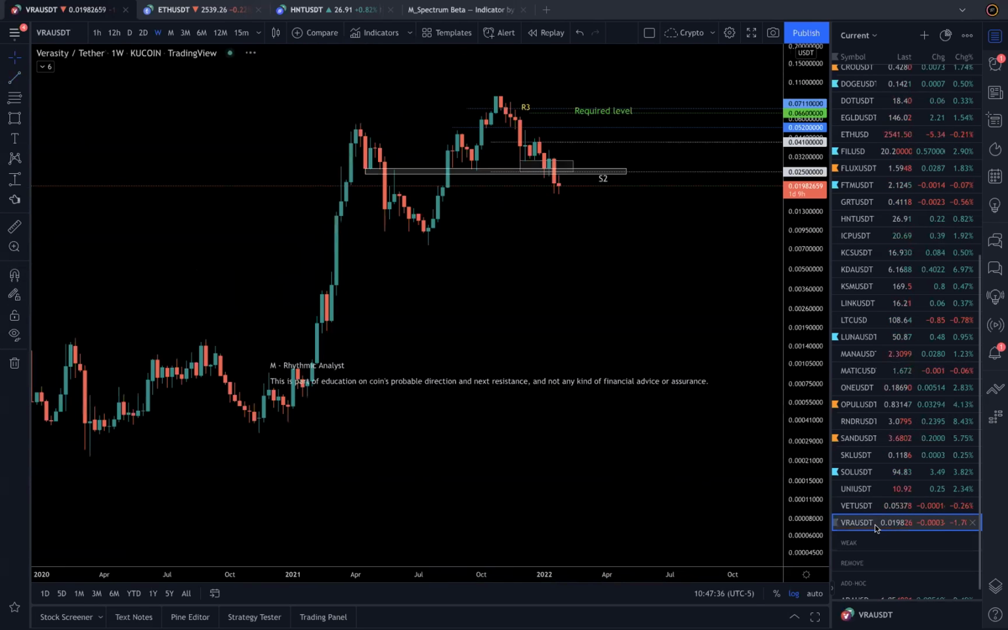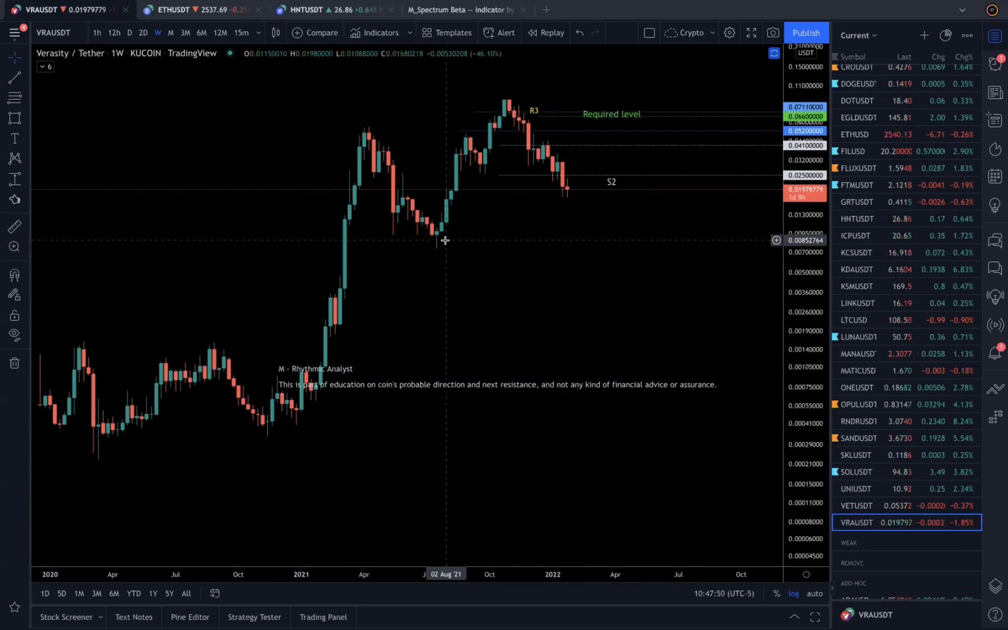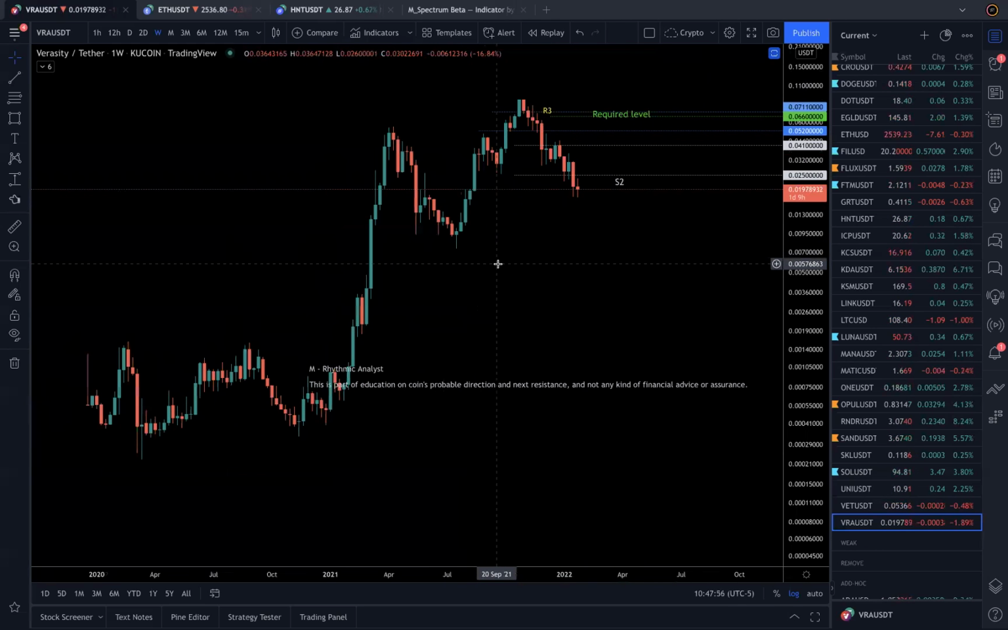And lastly, VRA. Not bad. Not bad at all. We will remove some drawings for clarity. Not bad at all. It didn't go all the way down. So this is acceptable. Interesting.